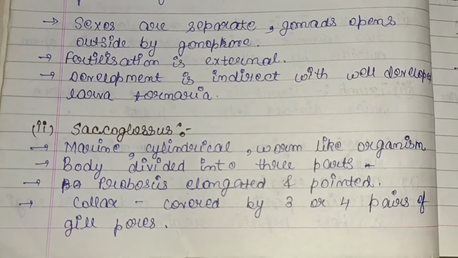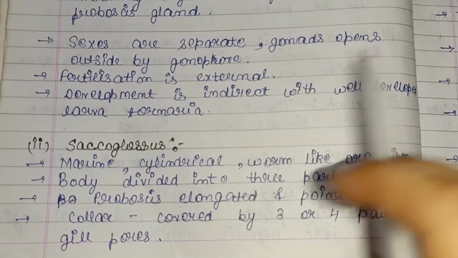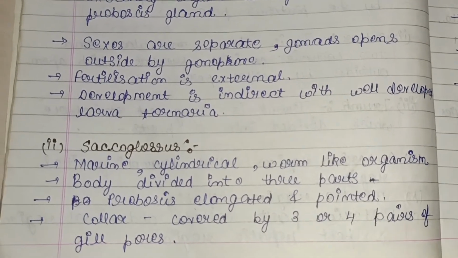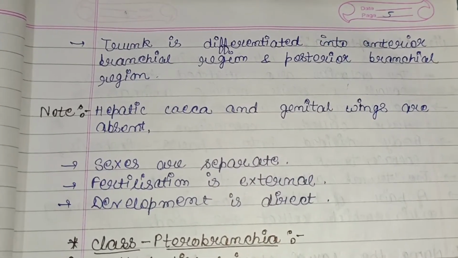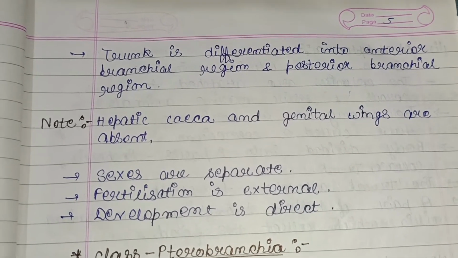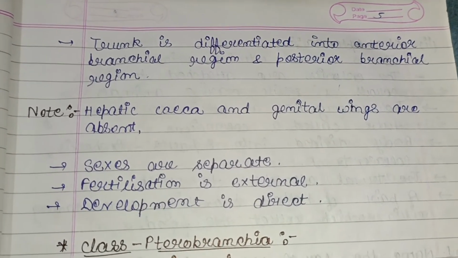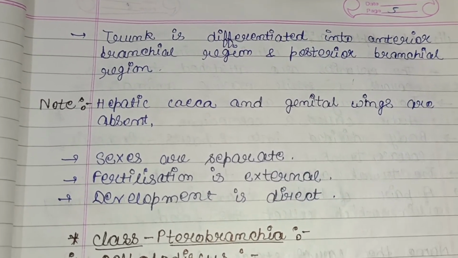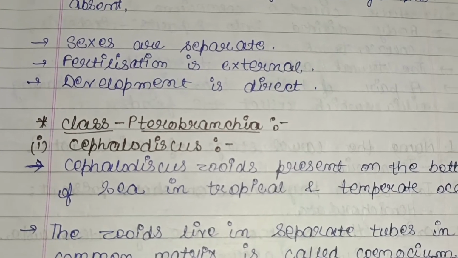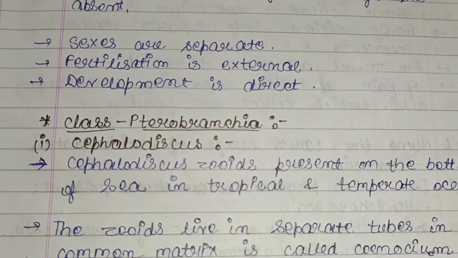Body is divided into proboscis, which is elongated and pointed. Collar is covered by 3 or 4 pairs of gill pores. Its trunk is differentiated into anterior branchial region and posterior branchial region. Hepatic caeca and genital wings are absent here, which are present in Balanoglossus. Again, sexes are separate here. Fertilization is external and development is direct.